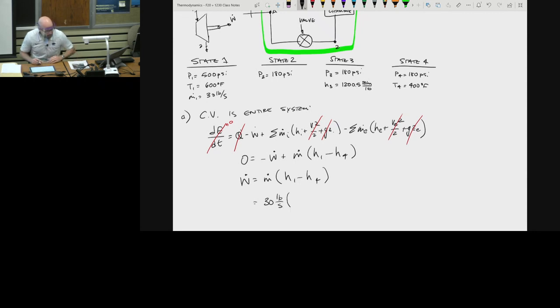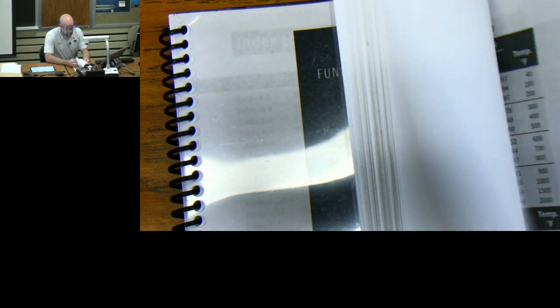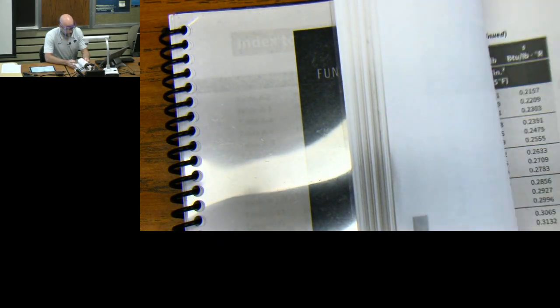Okay. Now, I'm going to look at both properties. I'm going to look up the properties, and I'm going to then close out the document camera so it doesn't bother everybody. We know we're dealing with steam here. We're dealing with English units. And so we need to go back to our table A2.